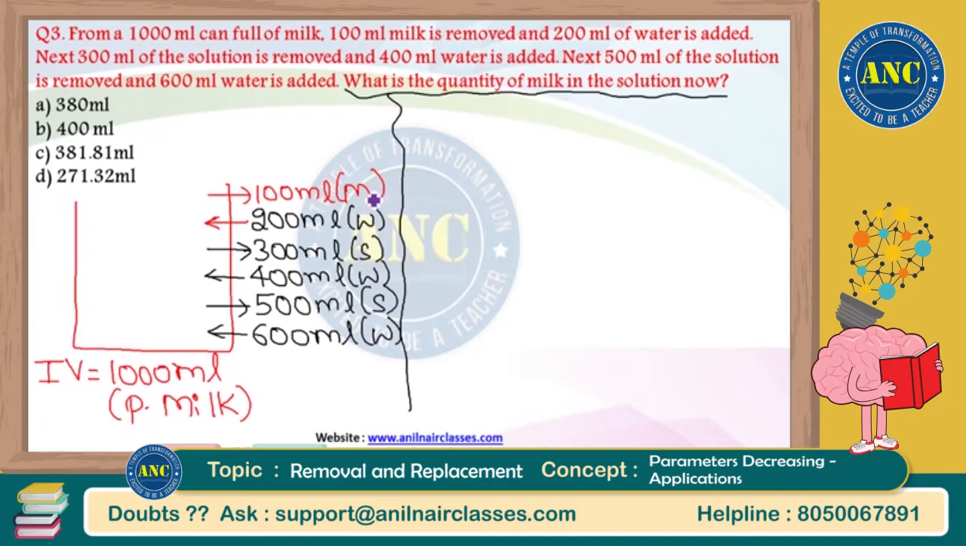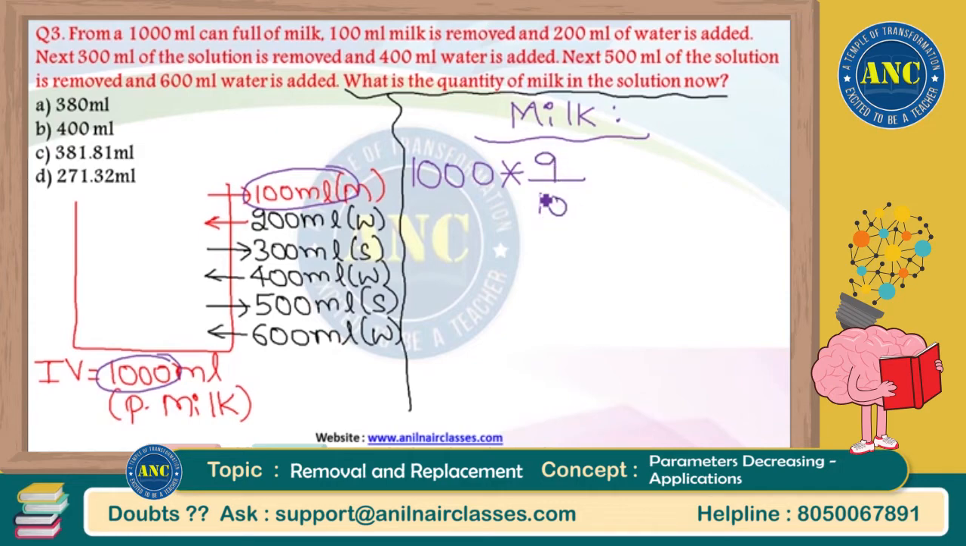Always work with the parameter which is decreasing. Milk is decreasing in this question, so I will work with the milk parameter. That means I am finding the final quantity of milk. Initial quantity is 1000. Now observe carefully. 100 out of 1000 is taken out. 1 by 10 is taken out. Remaining inside is 9 by 10.